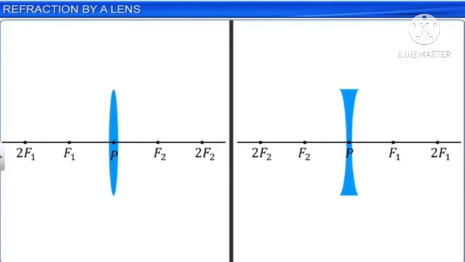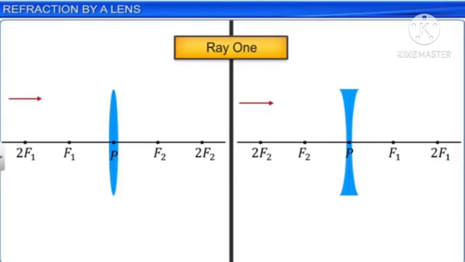Let us now study the images of an extended body formed by a lens. To locate the image by drawing a ray diagram, we usually trace the path of any two of the following rays. A light ray that is parallel to the principal axis, after refraction, passes through the second principal focus in case of a double convex lens, and appears to diverge from the second principal focus in case of a concave lens.